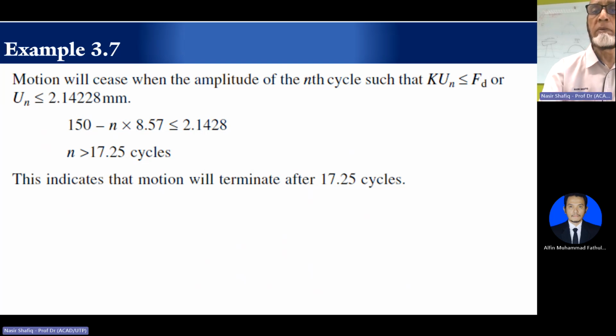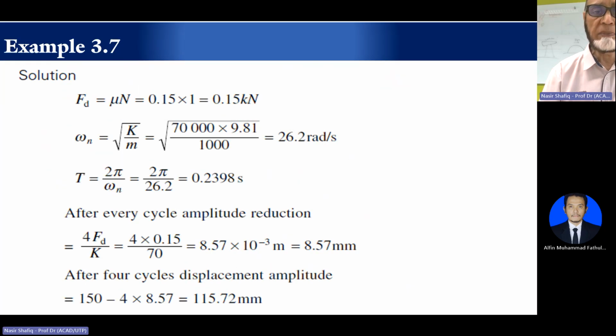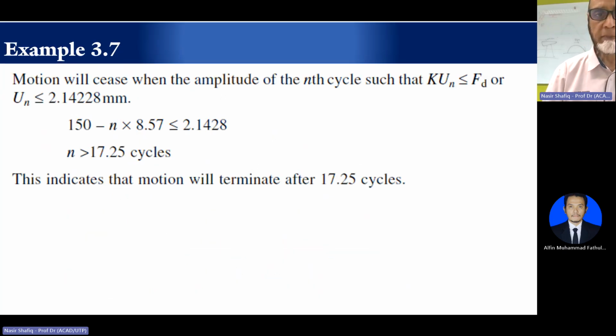Or we have FD upon K. Is it 2.14? We have calculated FD as 0.15 kilonewton, and K is 70,000, so 70. So 0.15 upon 70 in meter, multiplied by 1000, gives 2 point something. Correct? Okay.